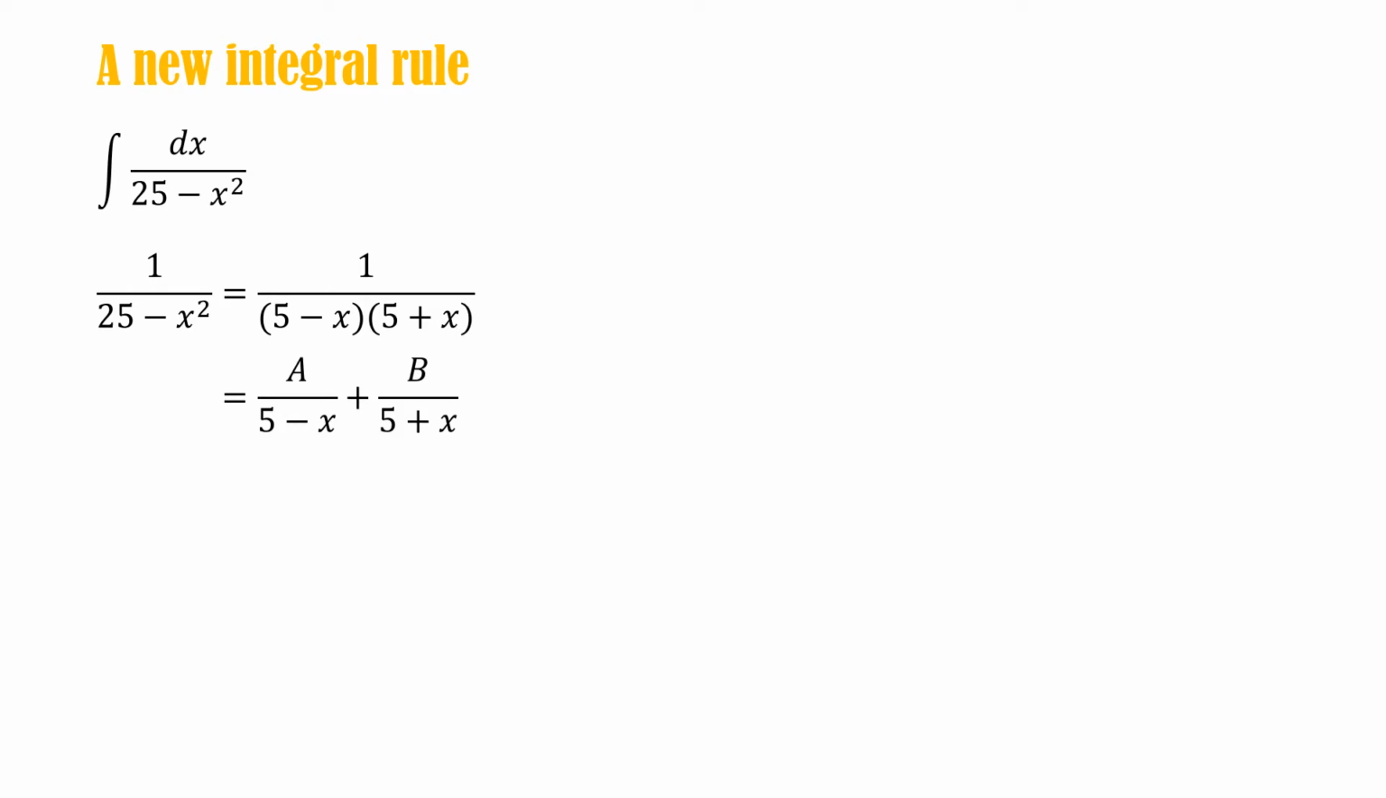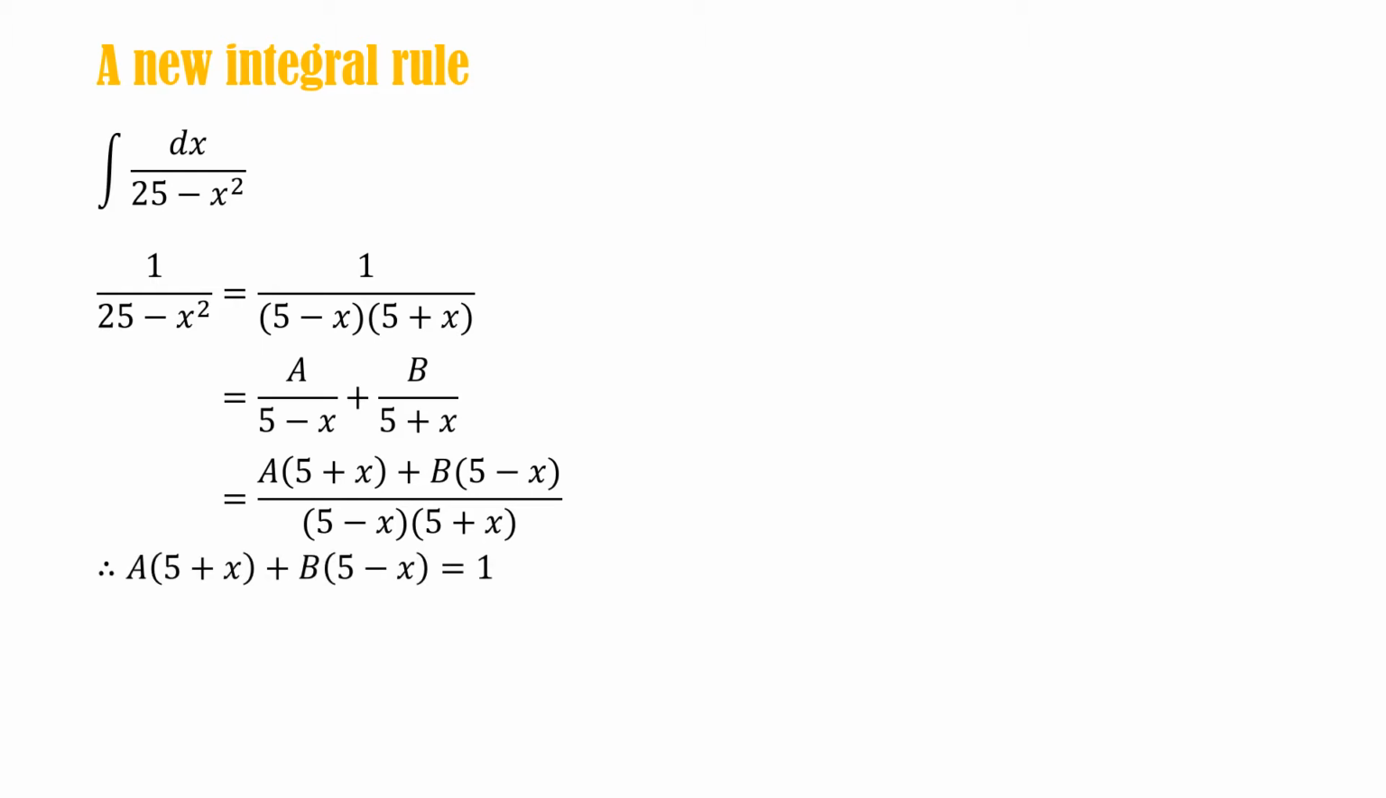Now, if I want to add two fractions together that have different denominators, I need to cross multiply. So I can say that that's going to be exactly the same as a multiplied by 5 plus x plus b multiplied by 5 minus x, all over 5 minus x multiplied by 5 plus x. So if I look back at my first step, the 1 over 25 minus x squared, well, since those two are equal, I can have my numerators equal. So if we just look at our numerators, we know that a lots of 5 plus x plus b lots of 5 minus x is going to equal 1. So now we can go about solving for a and b.